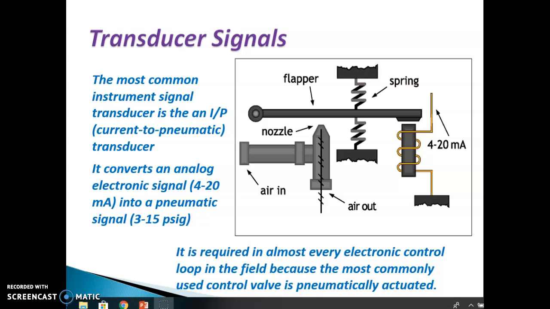If you look on page 163 of your text, there are the different types of transducers. We've talked about pneumatic to current, P to I, pneumatic to voltage, P to E, voltage to pneumatic, E to P, analog to digital, A to D, and D to A, digital to analog, and then of course I to P. Okay, so we're going to be looking at I to P, where we take this signal coming from the controller, it's 4 to 20 milliamps, and then it converts it into a pneumatic signal, 3 to 15. It is required in almost every electronic control loop in this field because it is commonly used to control valves that are pneumatically actuated.